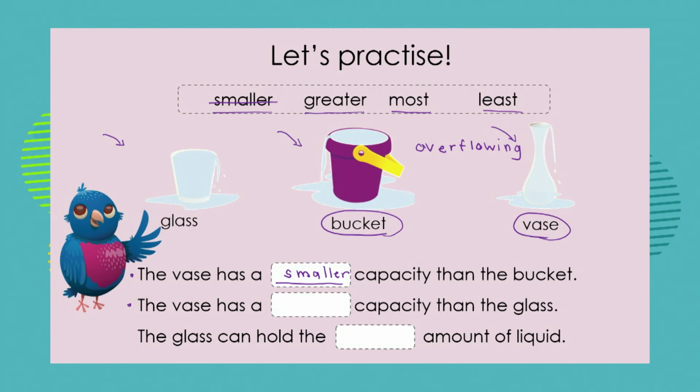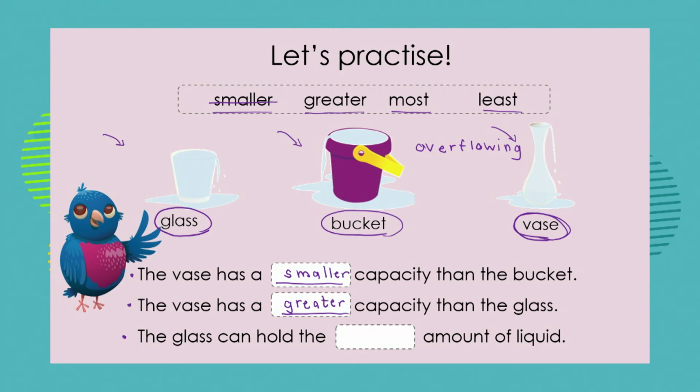The vase has a missing word capacity than the glass. Now we are comparing the vase and the glass. So would you say the vase has a greater or smaller capacity than the glass? Looking at the two pictures. Good work. The vase has a greater capacity than the glass, which means it can hold more water than the glass.